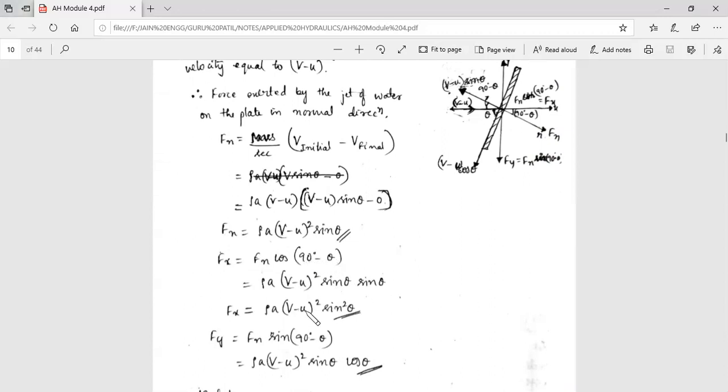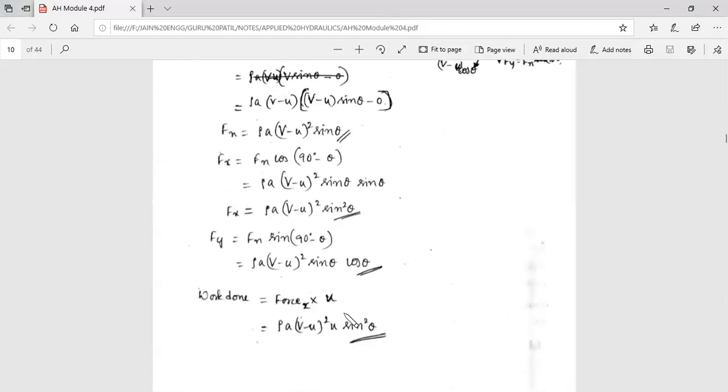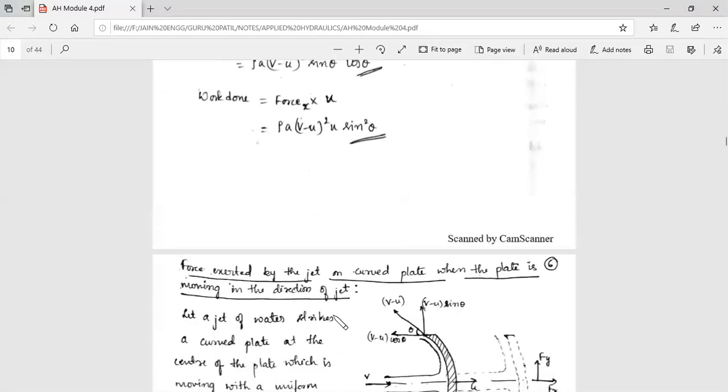So rho a (v minus u) whole square sin square theta, and Fy will be rho a (v minus u) whole square sin theta cos theta. So therefore, as usual, the work done is same. So substituting the component of forces, we will be getting the work done.